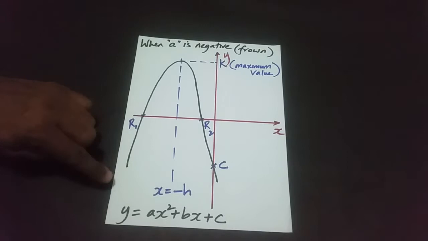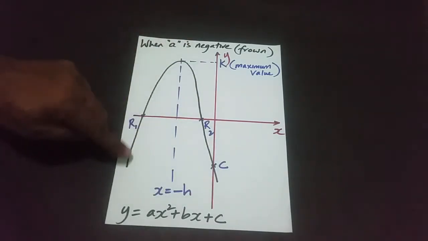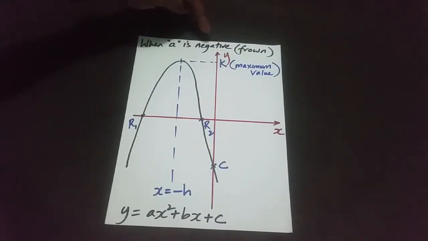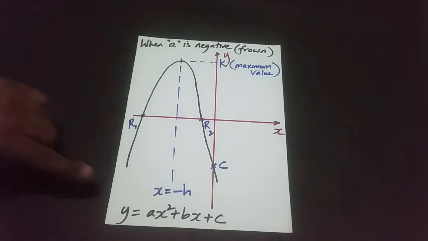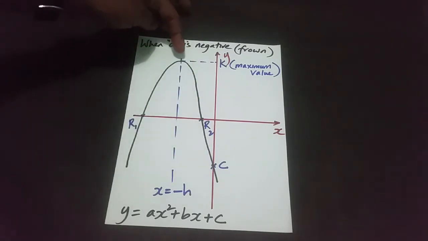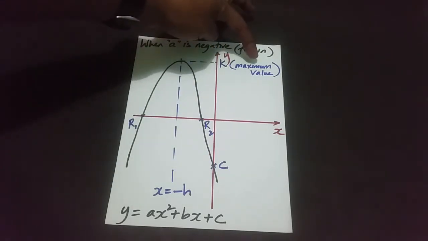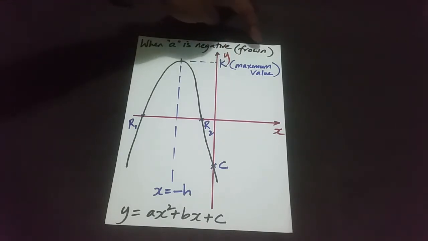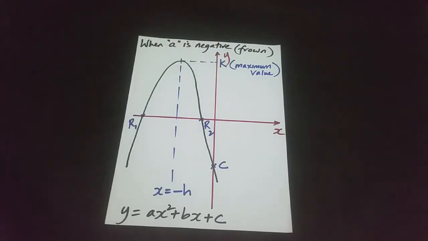Now here we have a frown, like when you're upset. So when the value of a is negative, you're going to get a frown. Now when you have a frown, it kind of looks like a hill, and at the top of the hill would be the maximum value. So in this particular case, when you have a frown, k is going to be a maximum value.